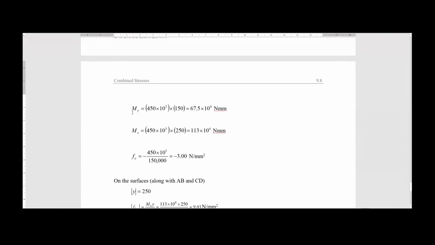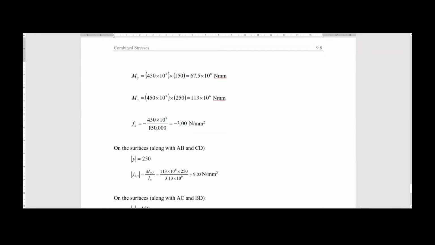And this is why My is equal to the load in newtons. So this is 450 kilonewtons times 1000 to transform to newtons, times 150, the eccentricity. And this is the value of the moment My, and this is the moment Mx around the axis X. As I said, the axial stress is exactly the same, -3 Newton per square millimeter, negative because it's compression, and it's constant on the whole cross section of the column.